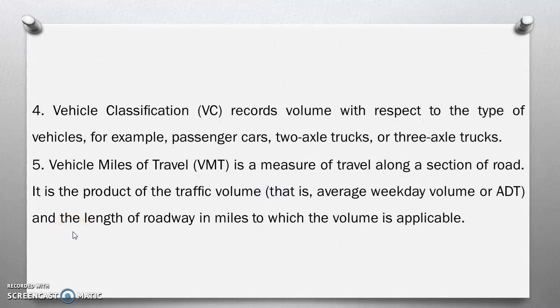Then we have vehicle classification, which records volume with respect to the type of vehicles, for example, passenger cars, 2-axle trucks, or 3-axle trucks. Last is the vehicle miles of travel, which is a measure of travel along a section of road. It is the product of the traffic volume, that is average weekday volume or ADT, and the length of roadway in miles to which the volume is applicable.